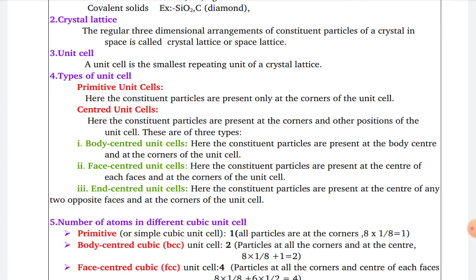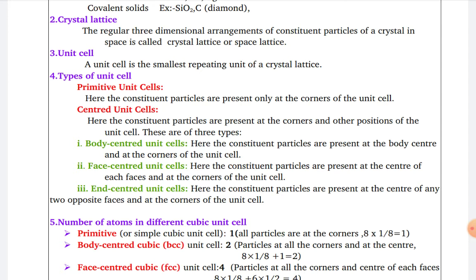In primitive unit cell, the constituent particles are present only at the corners of the unit cell. And in the centered unit cell, the constituent particles are present at the corners and other positions of the unit cell. Based on that feature, it is again divided into three: body-centered unit cell, face-centered unit cell and end-centered unit cell. Here, the constituent particles are present at the body center and also at the corners, so it is named body-centered unit cell.